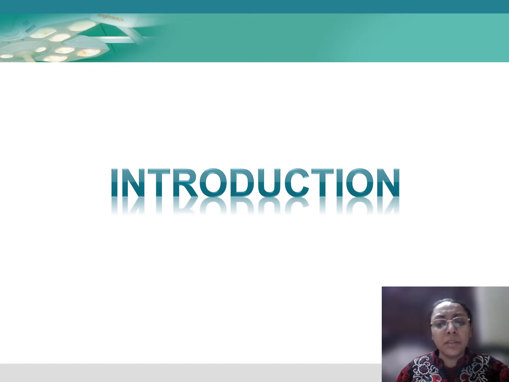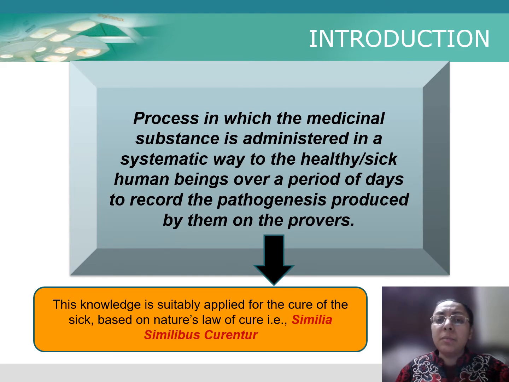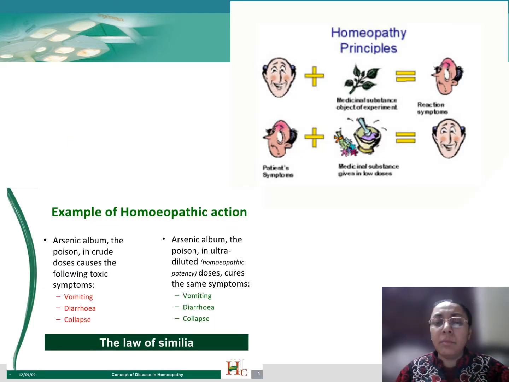So what is homeopathic drug proving? It is a process in which the medicinal substance is administered in a systematic way to the healthy or sick human beings over a period of days to record the pathogenesis produced by them on the provers. This information is suitably applied for the cure of the sick based on nature's law of cure, that is similia similibus curantur. These pictures will help you appreciate this law and the process of drug proving.